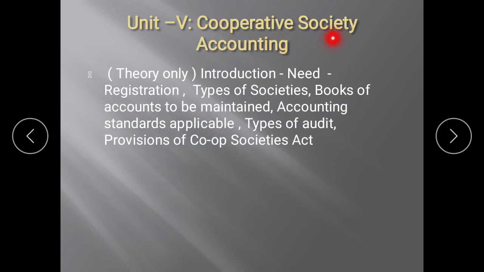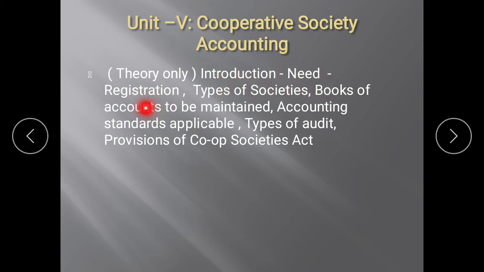The last unit is corporate society accounting. As per the CBCS syllabus, this particular unit is recently added. Till today, we used to study human resource accounting, and human resource accounting has been replaced with cooperative society accounting. So in this unit, we are going to deal with the theory only.